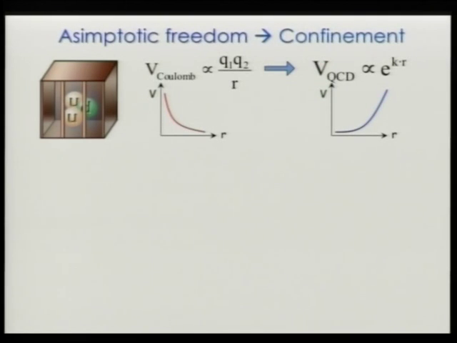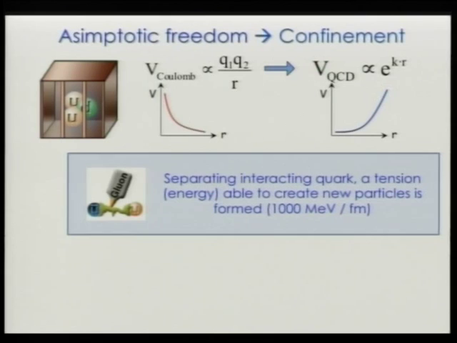that is generated among these quarks. Okay? And so separating interacting quarks creates a tension, an energy between quarks that is able to create new particles. What does it mean? You see, I have a quark and an anti-quark. I try to separate them. There is a tension here, but at a certain point this tension has an energy that is able to generate new particles. Is this concept clear? Okay?